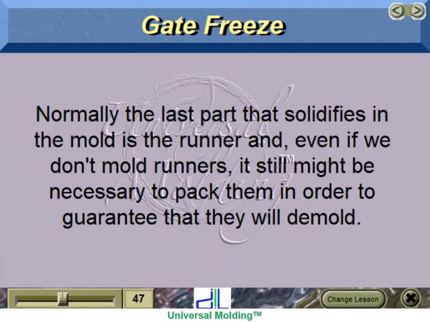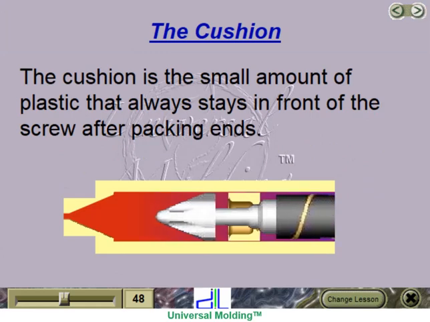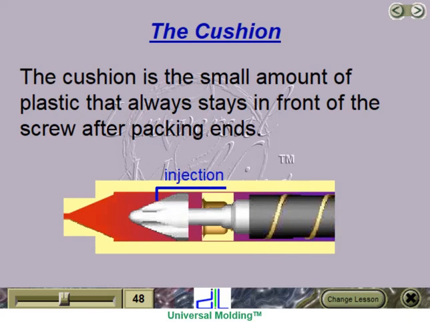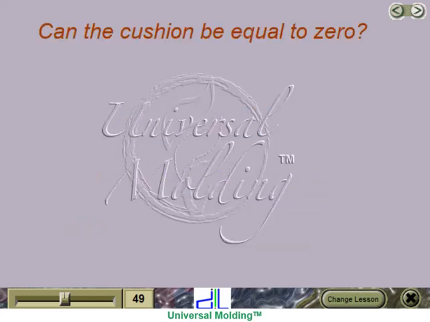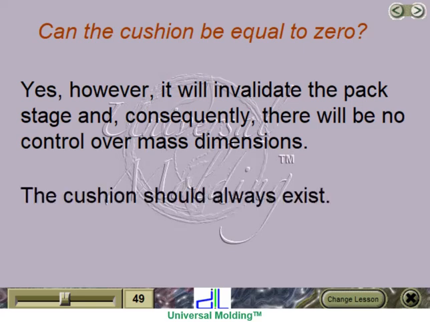Normally, the last part that solidifies in the mold is the runner. And even if we don't mold runners, it still might be necessary to pack them in order to guarantee that they will demold. The cushion. The cushion is the small amount of plastic that always stays in front of the screw after packing ends. Can the cushion be equal to 0? Yes. However, it will invalidate the pack stage, and consequently, there will be no control over mass dimensions. The cushion should always exist.